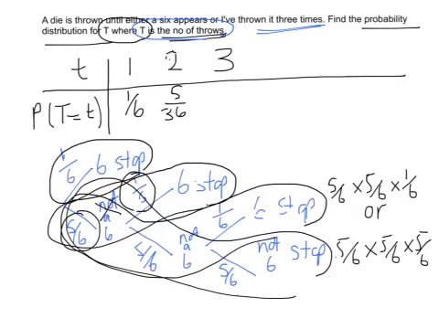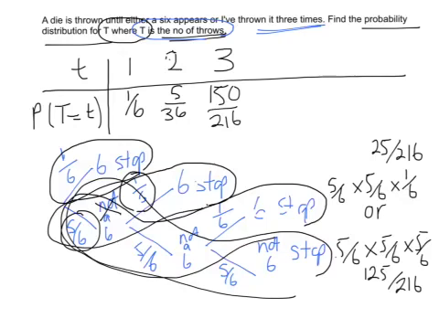Okay, so I think 5 times 5 times 1 is 25. That's over 6 times 6 times 6, which is 216. And 5 times 5 times 5 is 125 over 216. And if I add them together, I think I'm getting 150 over 216. Okay, have I thrown it 4 times? Well, obviously, no, I haven't. All right, so that is my probability distribution.